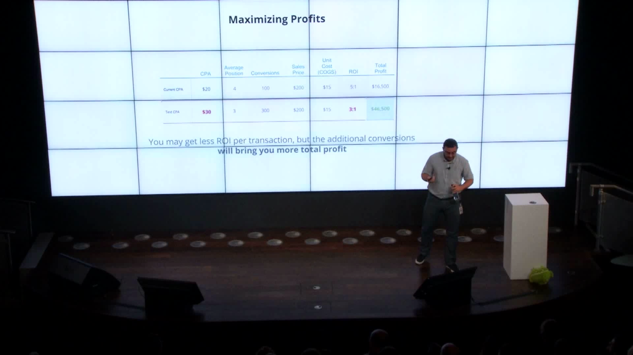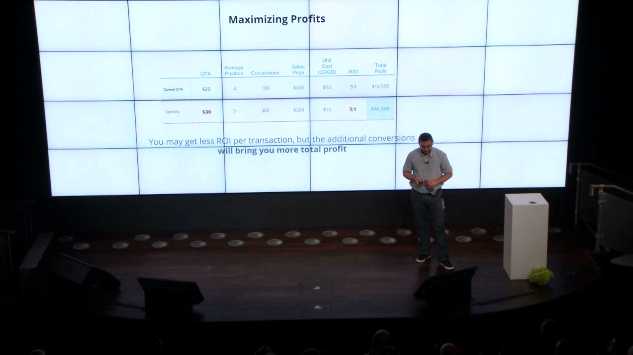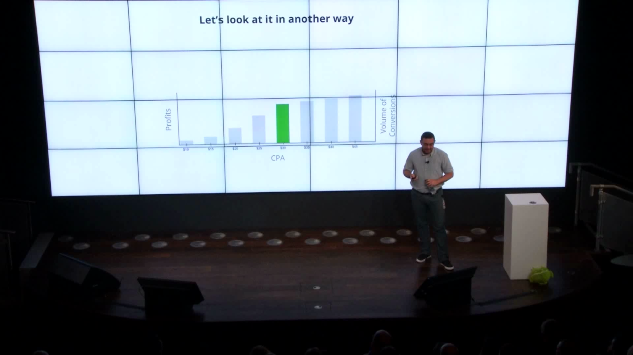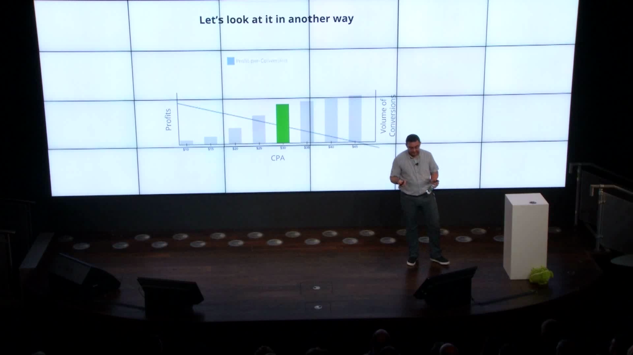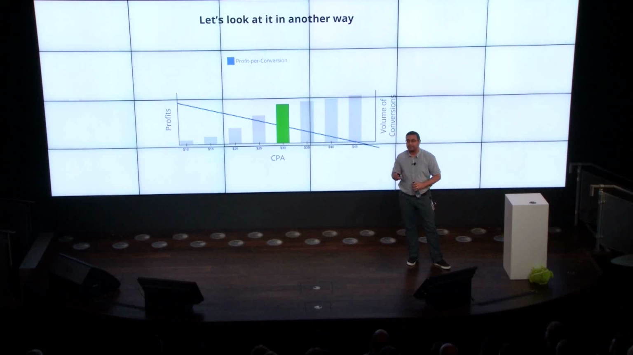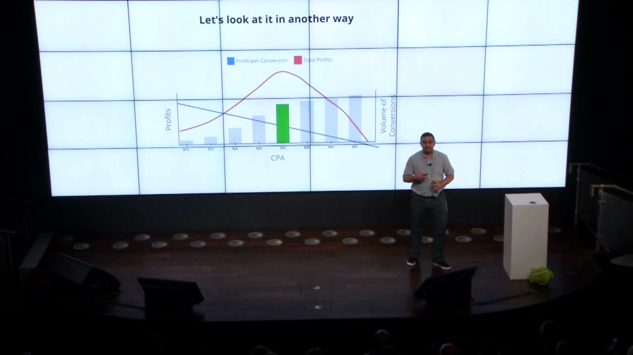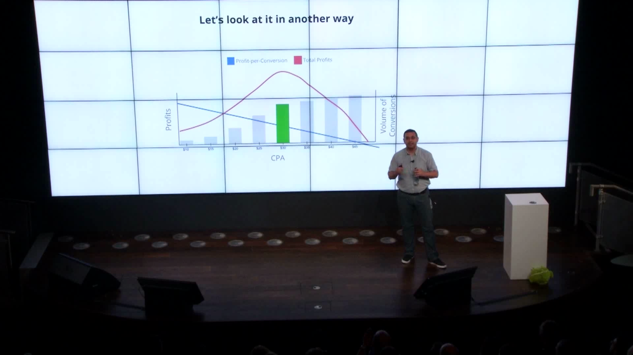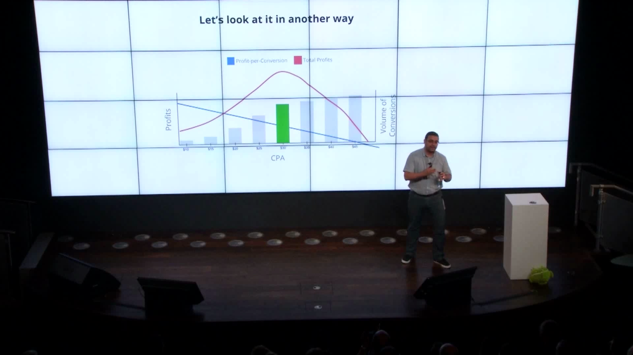This is the summary. You'll get less ROI per transaction, but the additional conversions will bring you more total profit. Let's look at it in another way. As you see, CPA increases, and as CPA increases, per transaction profit will decrease in a linear curve. However, as I said, because of the user behavior, your total profits will get maximized when you are a little bit flexible with your CPA and try top positions, top slot.